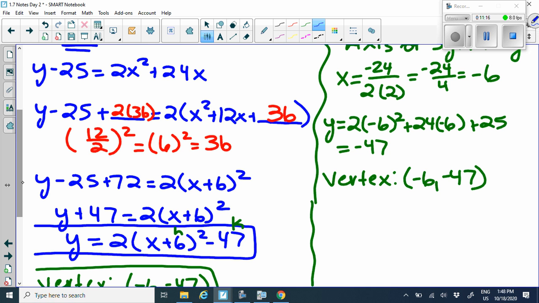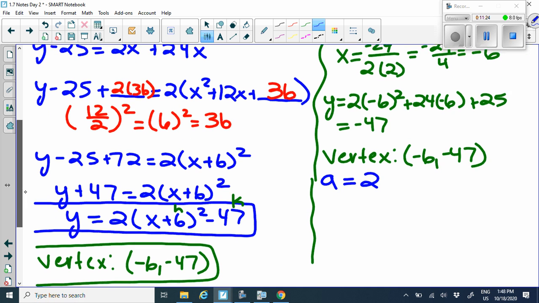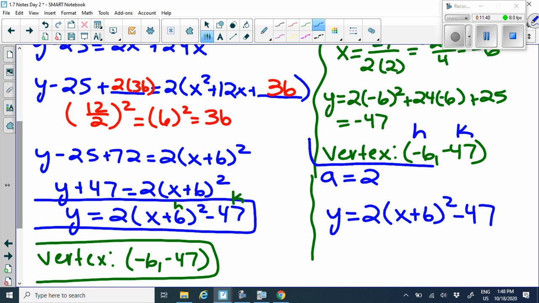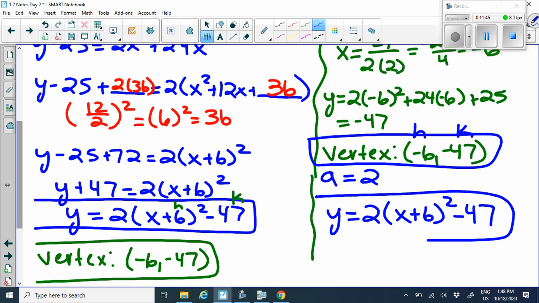Now let's talk about our a value. The a value from the standard form is 2. So that should be the same a value when we do our vertex form. Now we have y equals 2 times x. Don't forget h is the opposite of what we see, so plus 6 squared. And k is exactly as we see it, so negative 47. So here's our vertex, and then here's our equation.